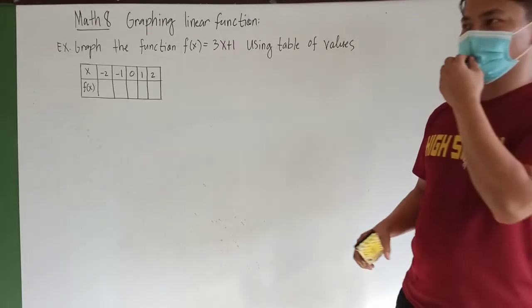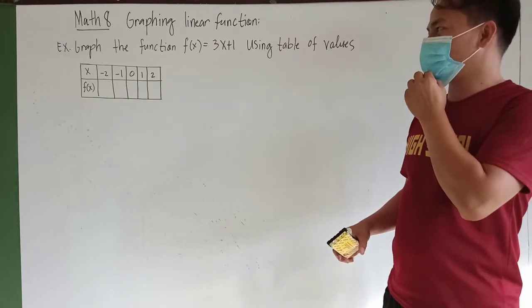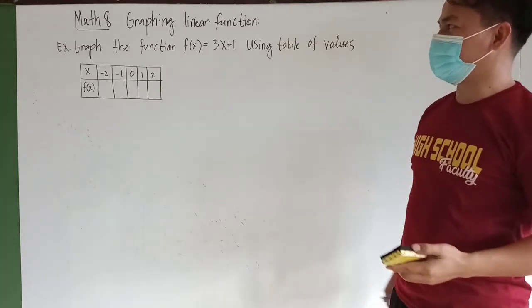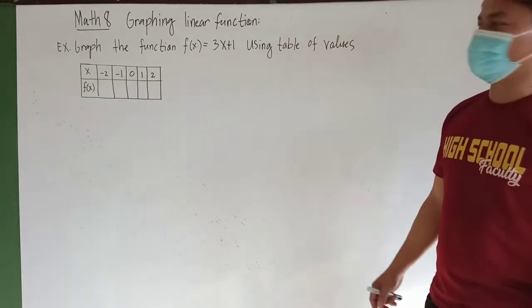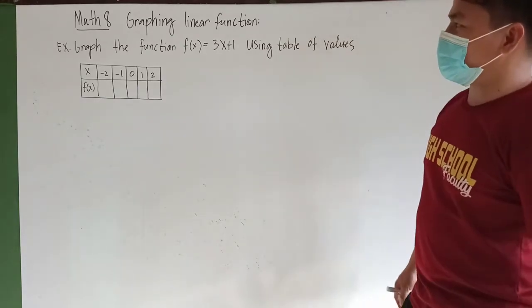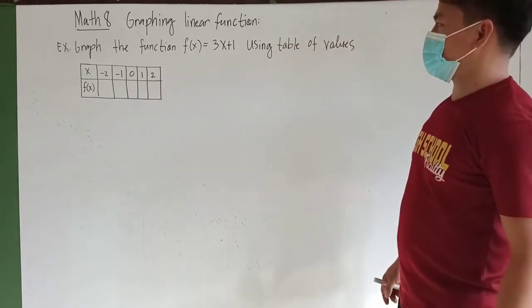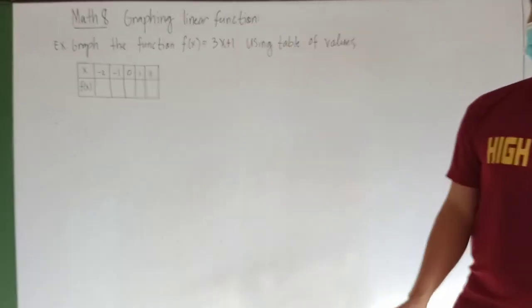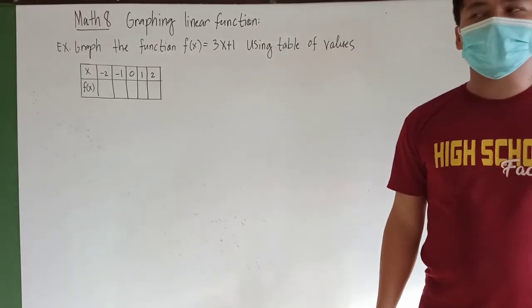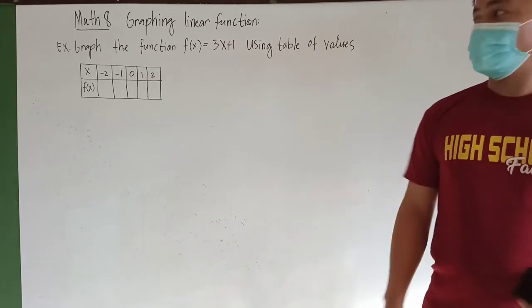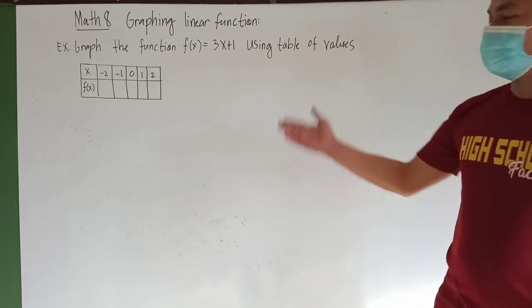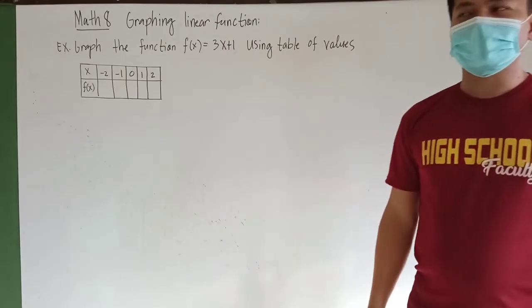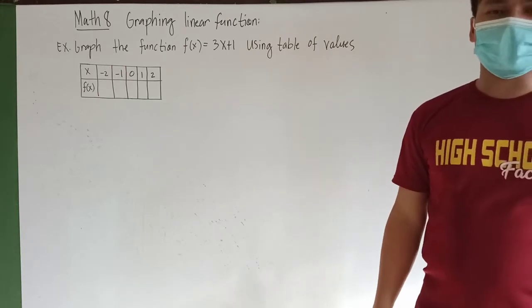Good afternoon, everyone. At this moment, we will tackle Math 8, graphing linear function. We are given an example: graph the function f(x) = 3x + 1 using a table of values. In graphing linear functions, there are two ways. First, the table of values. And the second one is the use of x and y intercepts.